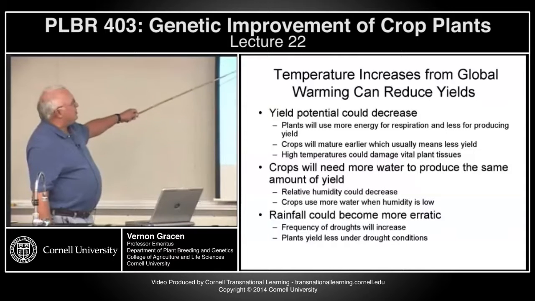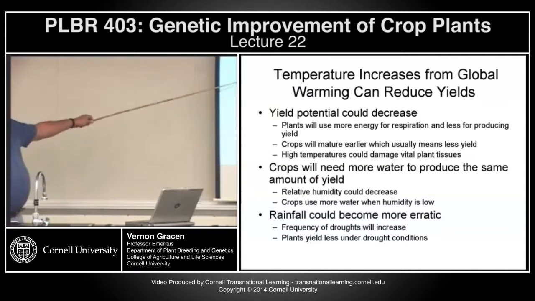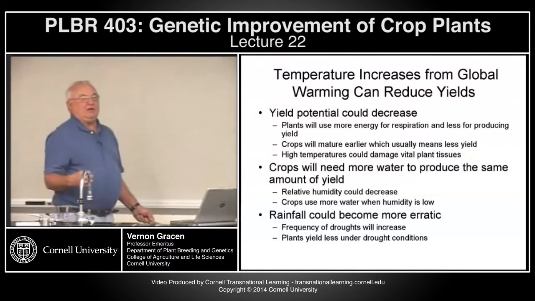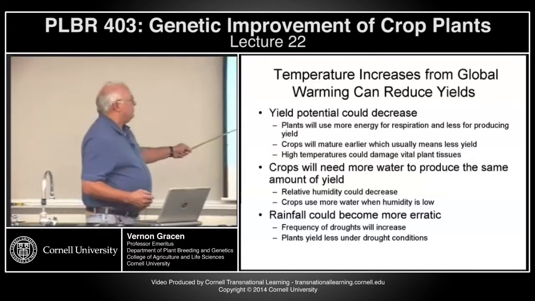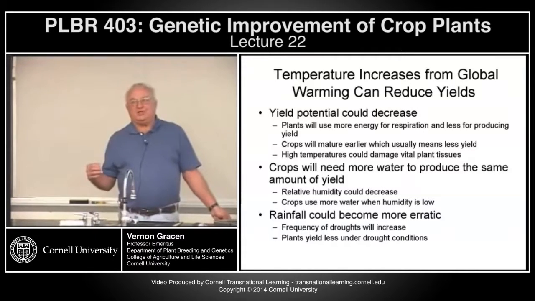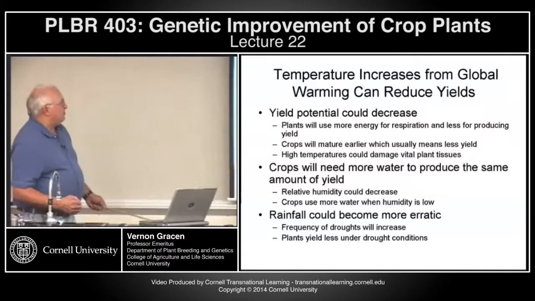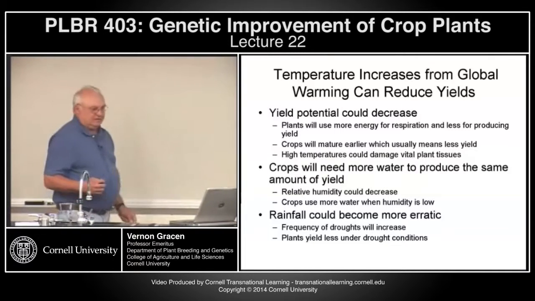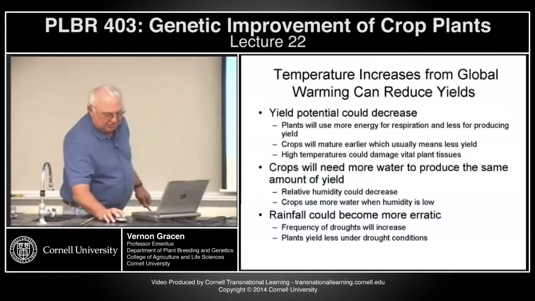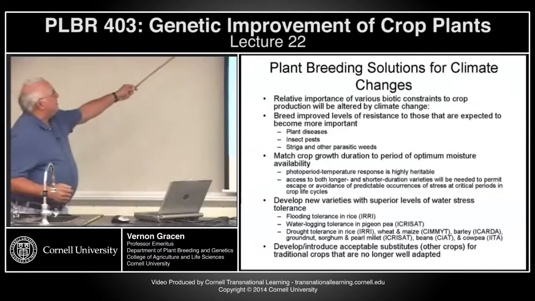The energy for respiration, the early maturing crops, and damage. Why do crops need more water? Under drier conditions, if relative humidity goes down, crops use more water, transpire more water when humidity is low, and the frequency of droughts will increase, and drought definitely affects plant yields. So what can plant breeders do?